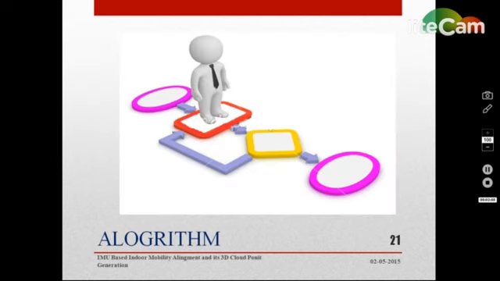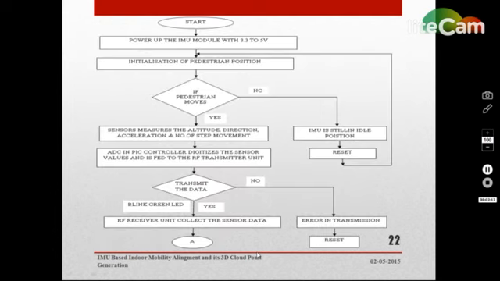And the algorithm we have developed is: first we have to power up the IMU model with a 3.3 volt to 5 volt power supply. Then initialize the pedestrian position and check whether the pedestrian is in motion. If no, the IMU is still in idle state, then reset and initialize the pedestrian position. If yes, measure the attitude, direction, acceleration and number of step movements using sensors. Sensor values are digitized using the ADC and the transmitter will send the data.